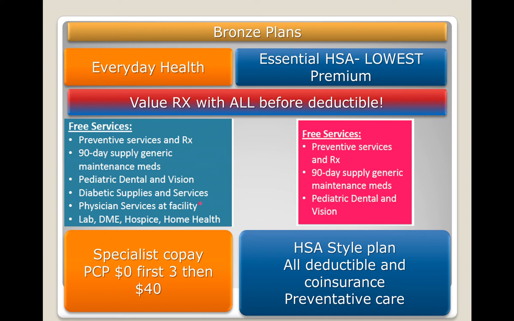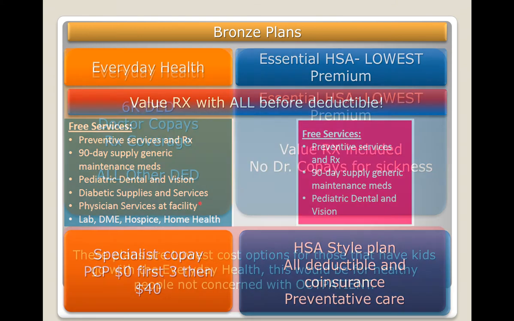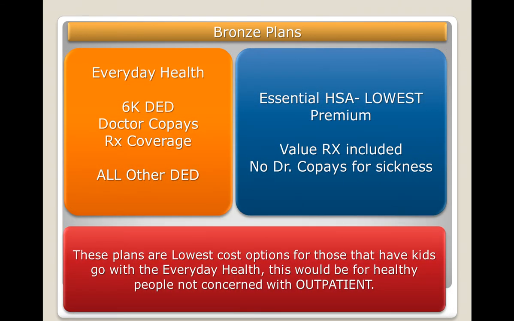Now, with our everyday health plan, this is going to be one of the more popular plans that you're going to see. It is good for someone who needs basic maintenance but is not running to the doctor all the time. So it's going to give you the first 3 PCP visits at 0. That is per person on the policy. Everybody's going to get their wellness, and then a $40 after that for your primary. Specialist is going to have a copay as well. Additionally, on the everyday health plans, it's going to come with a $6,000 deductible, doctor visit copays, prescription coverage. Everything else outside of the doctor, the specialist, or the primary care is going to be subject to the deductible.